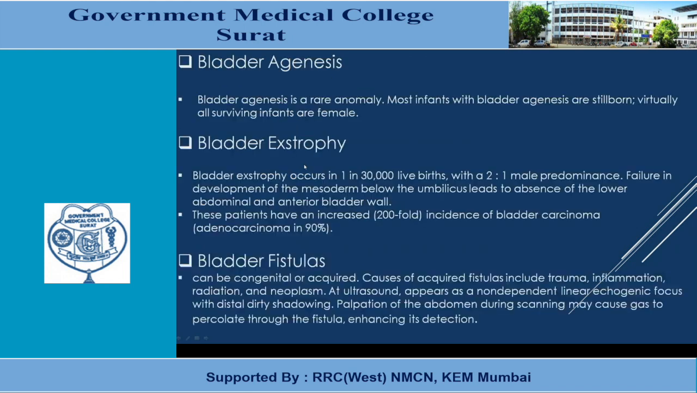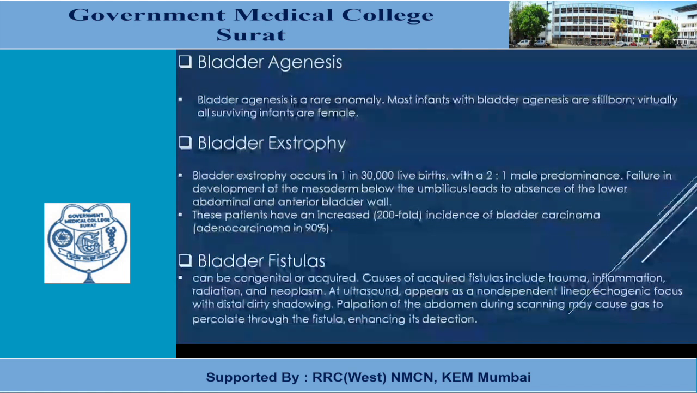Bladder abnormalities include bladder agenesis. It is a rare anomaly, and most of the infants with bladder agenesis are stillborn. Now the other pathology is bladder exstrophy. Bladder exstrophy occurs in 1 in 30,000 live births with 2:1 male predominance. Failure in development of the mesoderm below the umbilicus leads to the absence of the lower abdominal and anterior abdominal wall. These patients have an increased risk of developing bladder carcinoma at a later stage, most commonly adenocarcinoma.